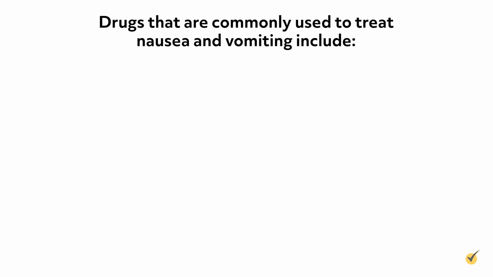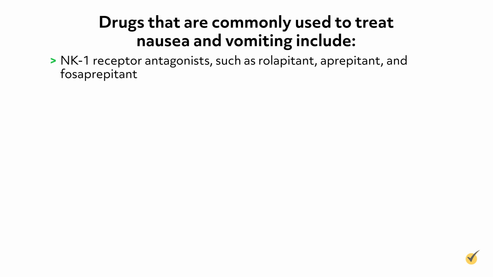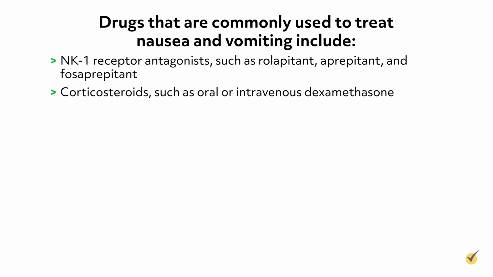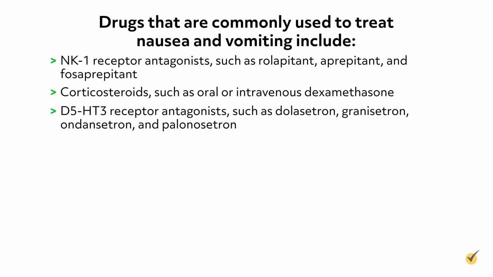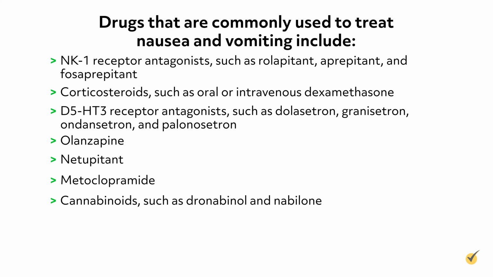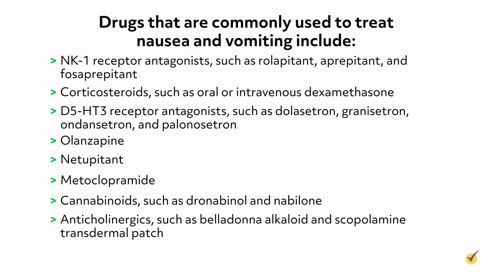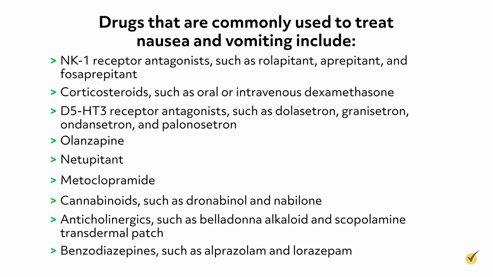Drugs that are commonly used to treat nausea and vomiting include NK1 receptor antagonists such as rolapitant, aprepitant, and fosaprepitant, corticosteroids such as oral or intravenous dexamethasone, 5-HT3 receptor antagonists such as dolasetron, granisetron, ondansetron, and palonosetron, olanzapine, netupitant, metoclopramide, cannabinoids such as dronabinol and nabilone, anticholinergics such as belladonna alkaloid and scopolamine transdermal patch, and benzodiazepines such as alprazolam and lorazepam.